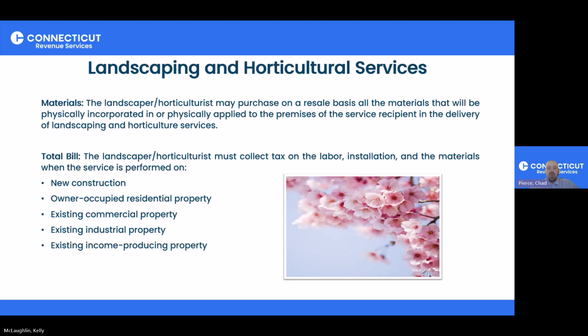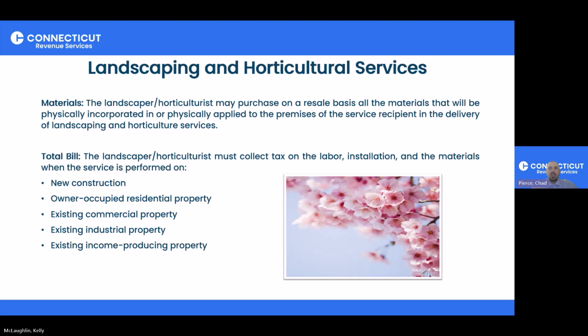So a lot of landscapers don't realize this, and this is something that I've seen doing quite a few sales and use tax audits of landscapers: as a landscaper, you can purchase on a resale basis all the materials that will be physically incorporated or physically applied to the premises of the service recipient in the delivery of landscaping and horticultural services. So if you were doing a landscaping service where you are putting down mulch, planting different shrubs or trees, one thing to note is everything that you are doing for that job and leaving at the job, you can buy on resale.